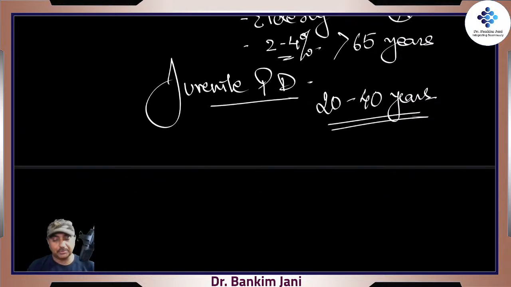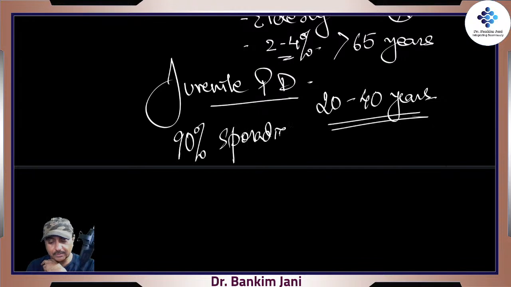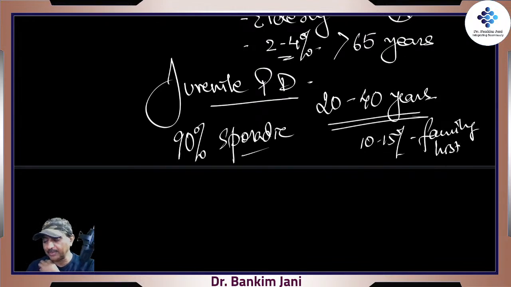Now what I'm about to write, don't be panicky with that. In 90% of the cases, it is sporadic. In only about 10 to 15% of cases will you find a family history. So if there is no family history, don't rule it out, thinking there is no family history so this cannot be it. In 90% of the cases, it is without any family history. It happens.